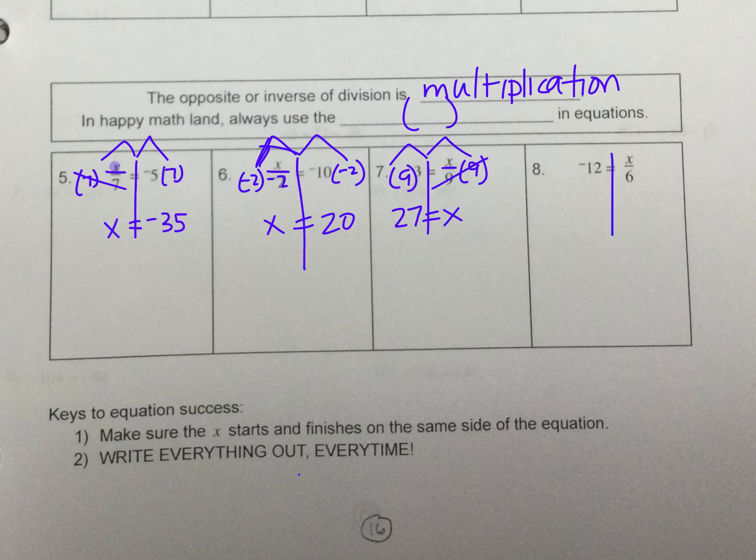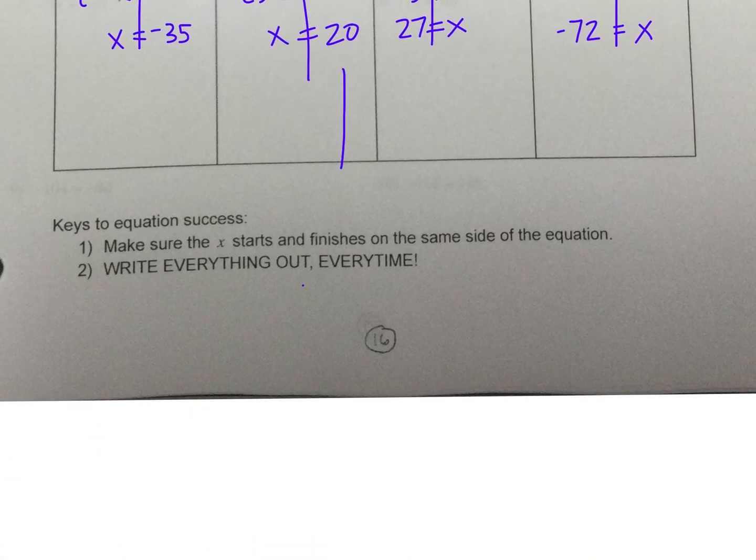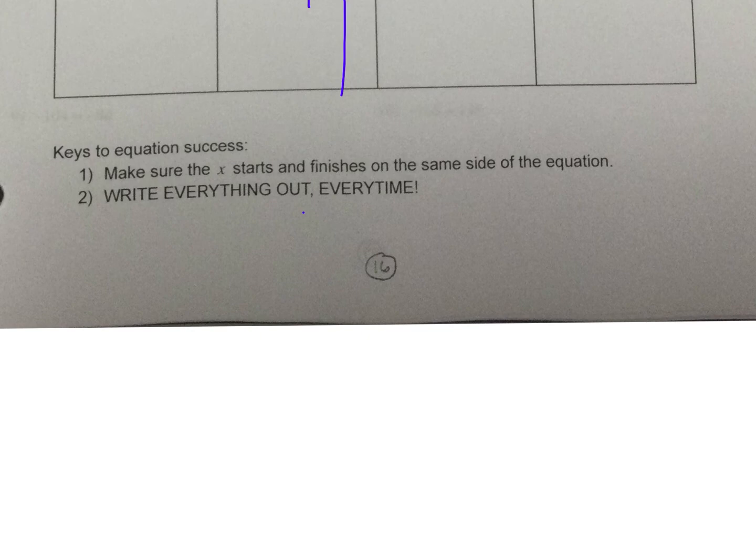One more. So this guy, the 6 needs to go away. It's being divided, so I'm going to multiply by 6. 6 times -12 is -72, equals x. Oops, sorry. So there are a few keys to success. Make sure that x starts and finishes on the same side of the equation and write everything out.